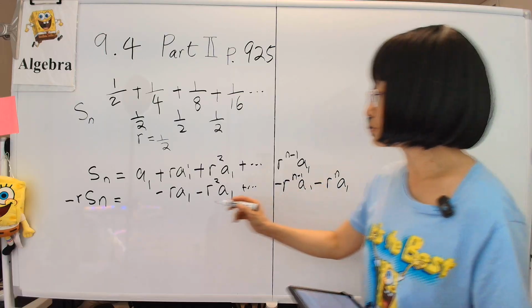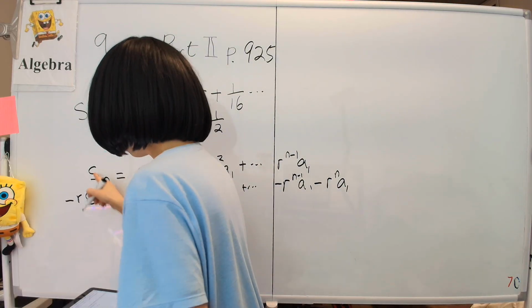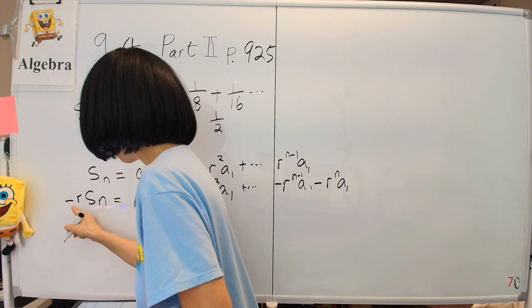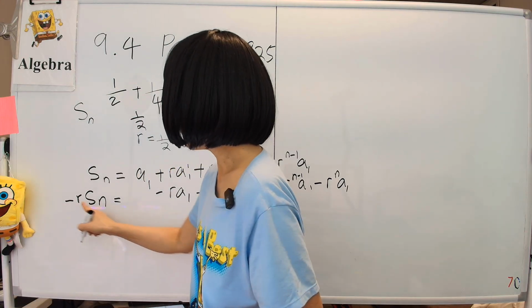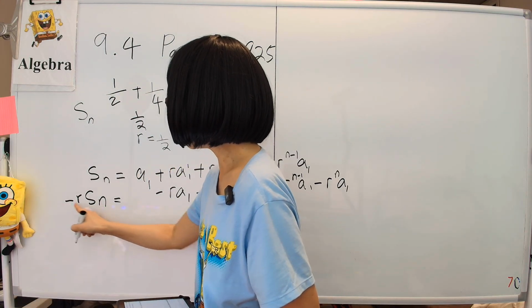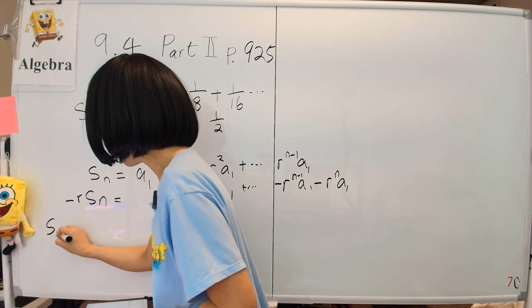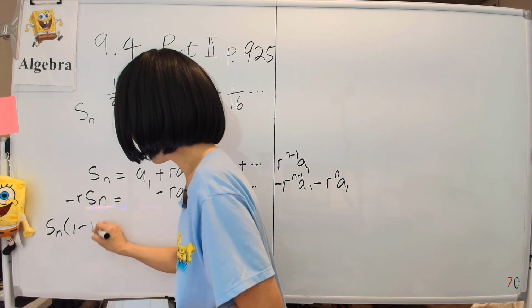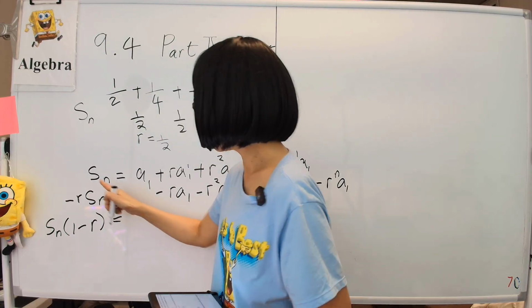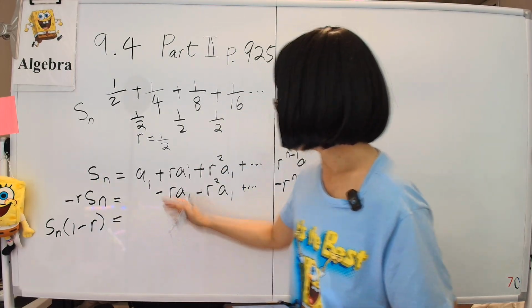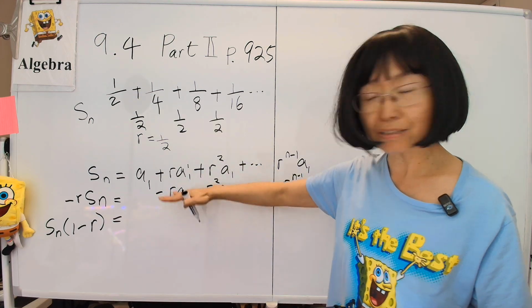If we add them together, this part becomes Sn minus Sn, minus r Sn, which is the same as Sn times 1 minus r. Anyway, so basically we're adding them together.